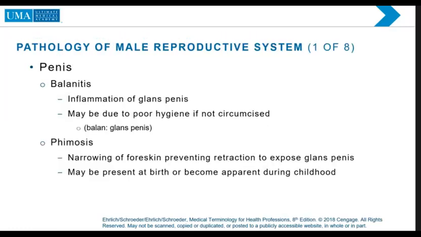Some common pathologies that you may see associated with the male reproductive system. Let's look at the penis. A condition known as balanitis is inflammation of the glans penis, which may be due to poor hygiene if not circumcised. And you see there, balan equals glans penis. Also, phimosis is a narrowing of the foreskin preventing retraction to expose the glans penis. It may be present at birth or become apparent during childhood.